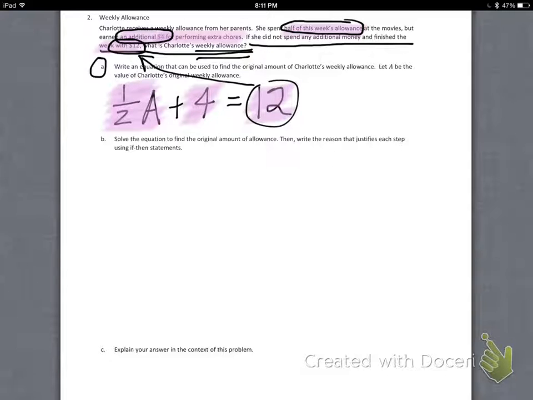So the half of the allowance and the extra $4 all equals $12, because that's what she has left over. Using that, we can find out what her allowance is, and hopefully you came up with that. If you didn't, just go ahead and put that there now: 1/2 A plus 4 equals 12. Then go ahead and solve the equation in B, and come on back before you do C, D, and E.